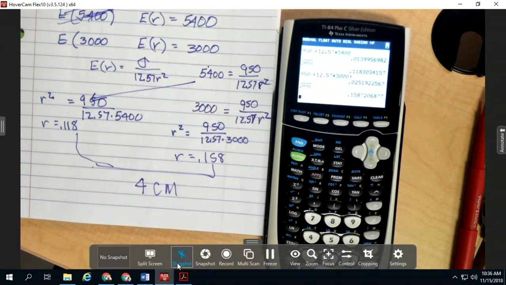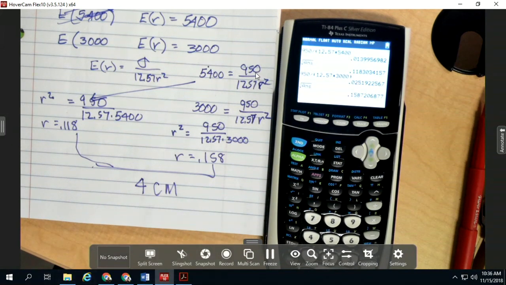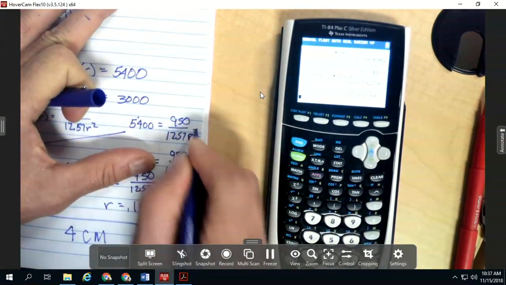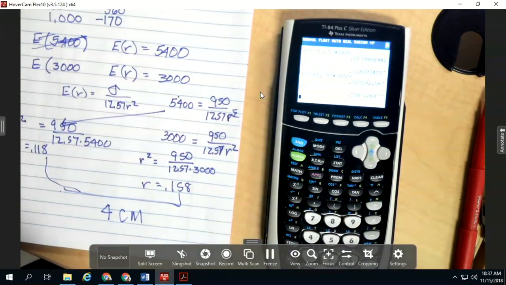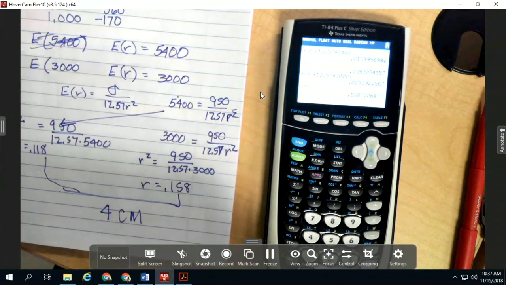Kevin, that was a little quick for me. What was our first step to figure all that out? Okay, so up here, I have 950 over 12.57 times r squared is 5,400. I can't have r squared in the denominator. Now, one of the things I could have done is written this as r to the negative 2, and then it would have been on top. But that wouldn't have helped me because eventually I'd have had to put it on the bottom anyway.